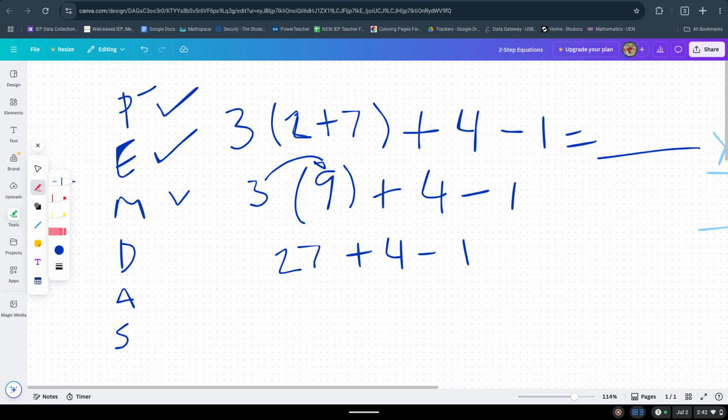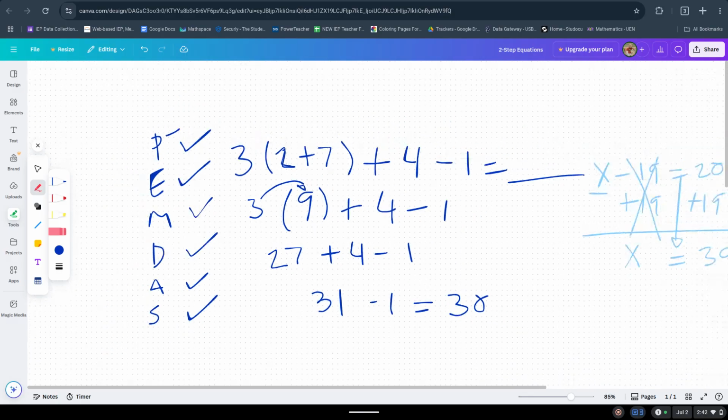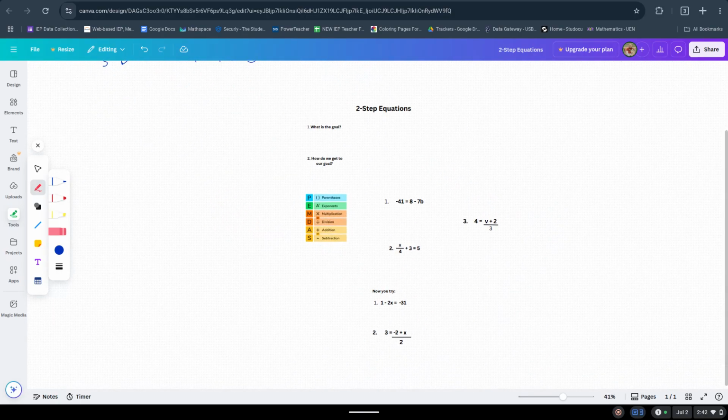So we've done our multiplication. Is there any division in this last part that we've done? No. Any addition? Oh, yep, there it is. So 27 plus 4 gives us 31, minus 1. That's our subtraction, and that gives us 30. So this is a step to also think about, of being like, okay, I have to do things in the right order. Okay, now we are ready to hop into two-step equations.